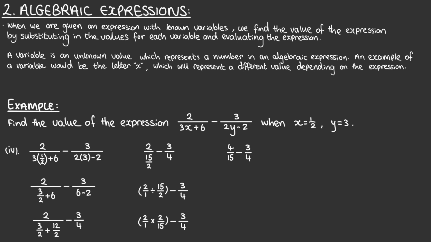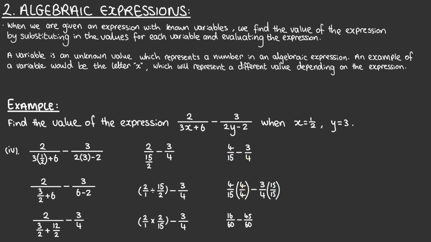Now in order to subtract 4 over 15 by 3 over 4, the two fractions must have the same common denominator. So we can multiply each fraction by the denominator of the other fraction divided by itself in order to scale up the denominators so that they are equal to each other. This has no effect on the fraction, since multiplying a number by a different number divided by itself is essentially multiplying the number by 1, because any number divided by itself is equal to 1.